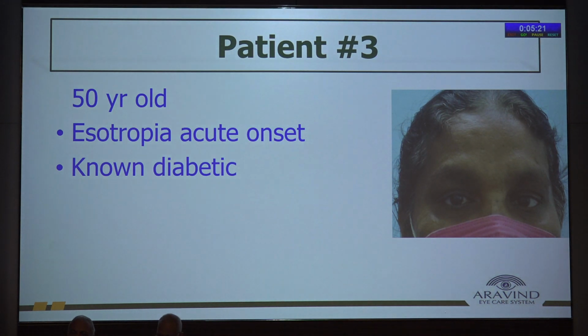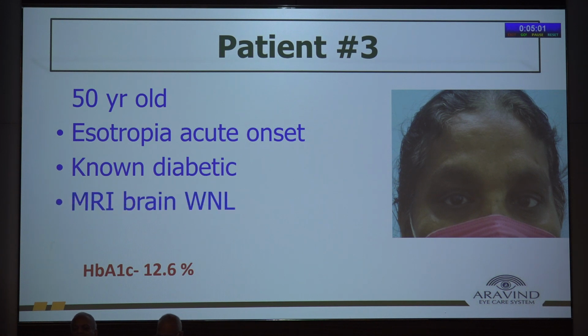Moving on to my case 3. This is a 50-year-old female. She's a known diabetic with a sixth nerve palsy of the left side. So will you think this is ischemic, or will you go ahead with the neuroimaging? If you see, her HbA1c was relatively high. And moreover, the imaging was absolutely normal.